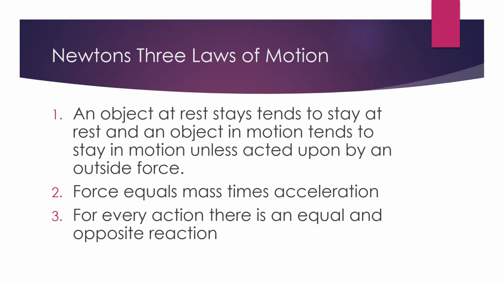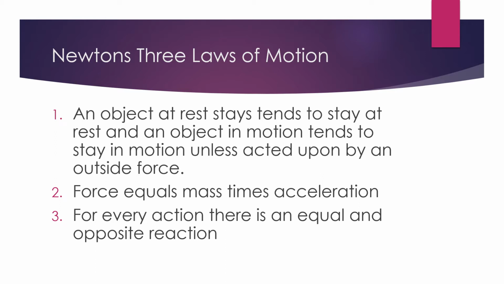So what are Newton's 3 laws of motion? First one is an object at rest tends to stay at rest, and an object in motion tends to stay in motion unless acted upon by an outside force. The second is going to define our first equation of this chapter, and that is force is equal to mass times acceleration. So when we're calculating force, we're going to need mass and we're going to need acceleration. And the last law of motion is for every action, there's an equal and opposite reaction.